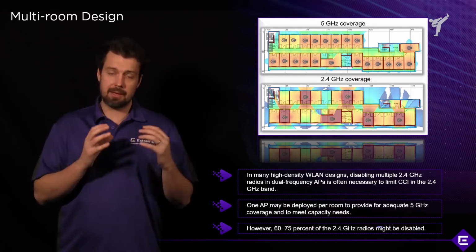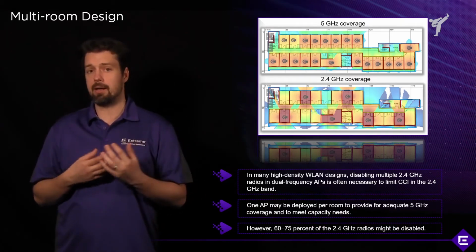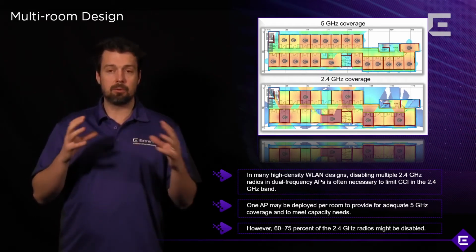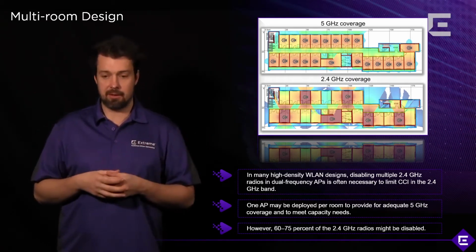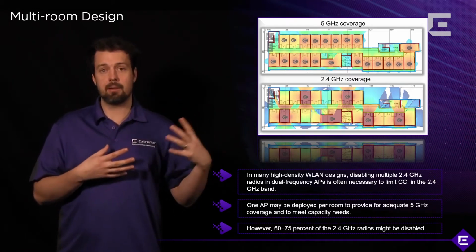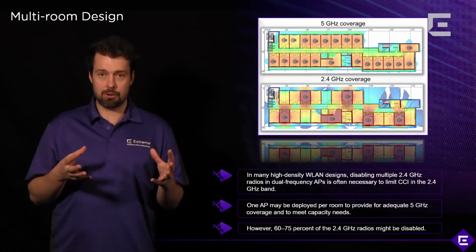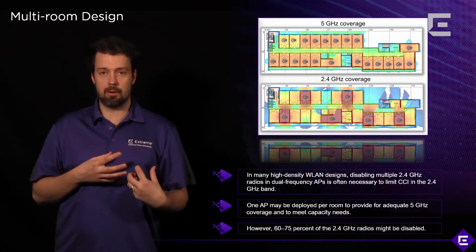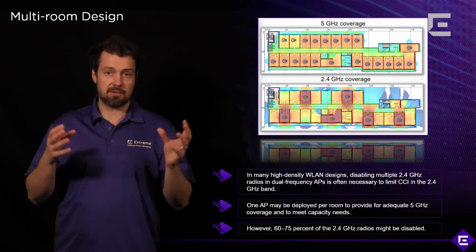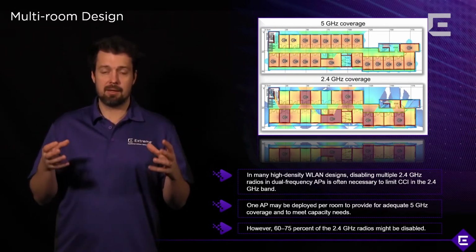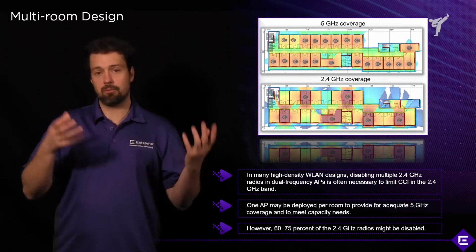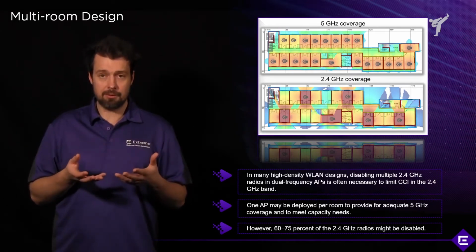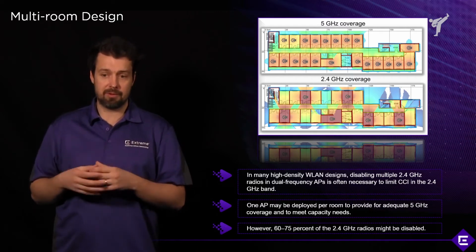So let's return to the example that we used in the Wi-Fi fundamentals section of this course. And we will take a look at that multi-room, multi-classroom design scenario. On the screen, you see the coverage and the radios of both 5 GHz and 2.4 GHz radios. In this case, these are static dual band access points. One radio serving 2.4, the other radio serving 5 GHz. On the 5 GHz, you'll notice we have one AP per room design.